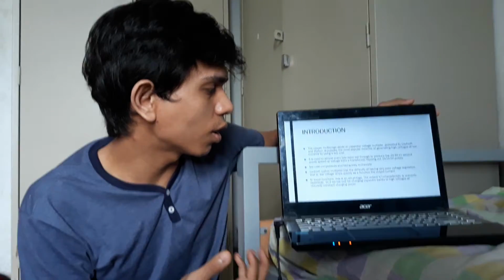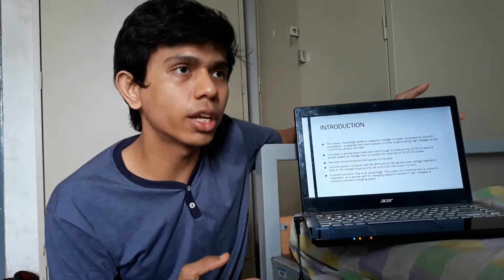Next, the Cockcroft-Walton multiplier has the difficulty of very poor voltage regulation. That is, the voltage drops quickly as a function of the output current. This shows that the output voltage is not exactly 2 times the input voltage. For example, if the input voltage is 3 kilovolt, the output voltage is not exactly 6 kilovolt. Because of the voltage drop in the circuit, it may be around 5 to 5.9 kilovolt. It's not exactly 2 times the input.